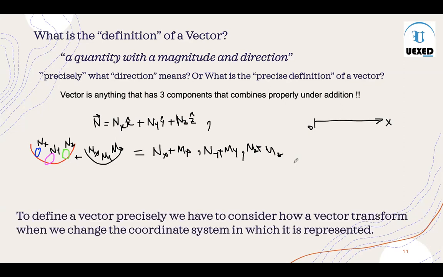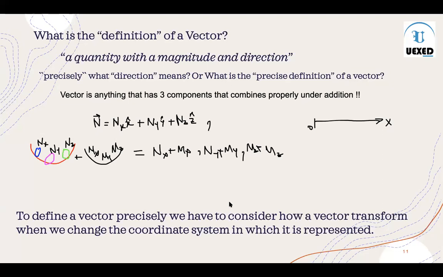To define what I just said, I wrote it here. To define a vector precisely, we have to consider how a vector transforms when we change the coordinate system in which it is represented. Let me put it as a question to us. Can anybody answer the statement I wrote here?